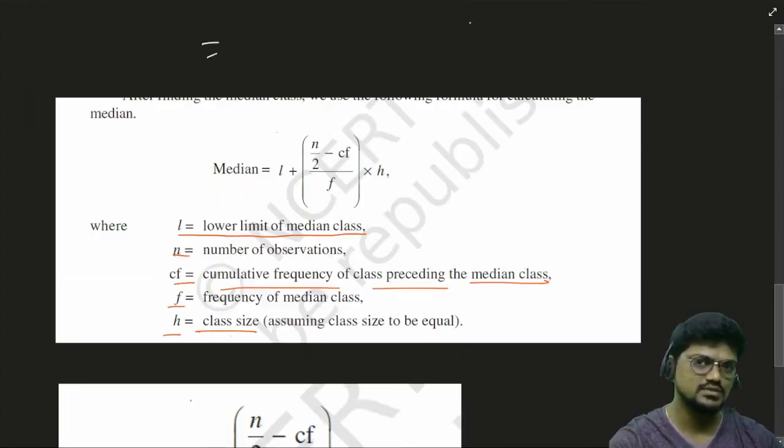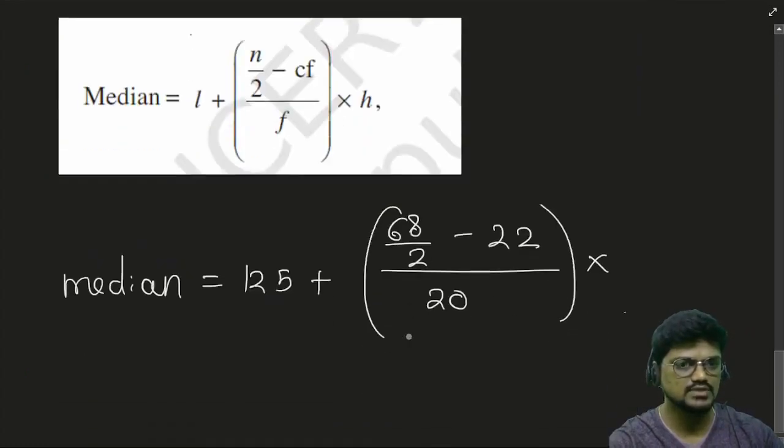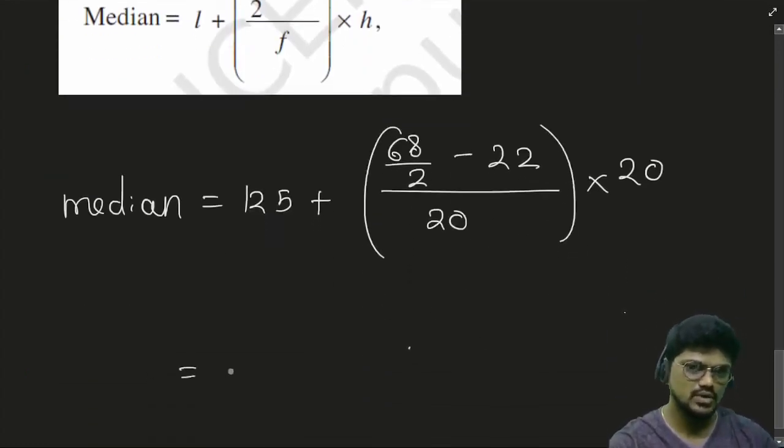Into the class width. What is the class width? 65 to 85, 125 to 145, that is 20. The class width is 20. Just solve this, you will get the median value.